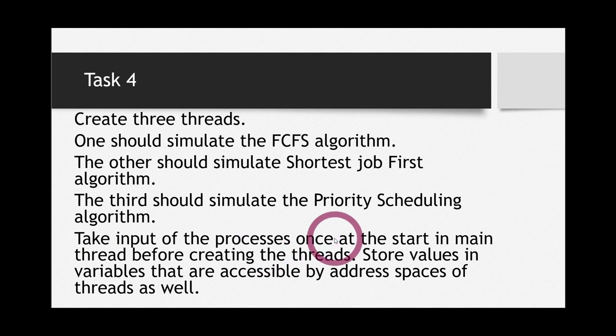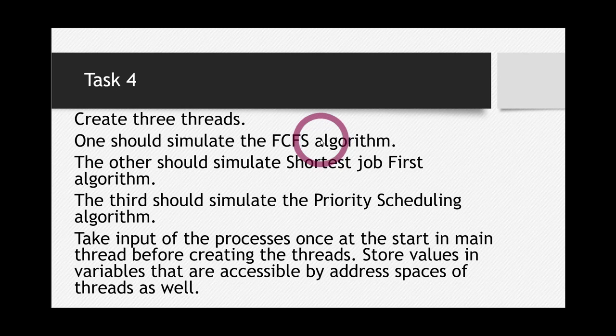What you have to do is take input of the processes once at the start in the main thread. That means you have to make a global structure, which you learned in the previous two lectures. So make a global variable of that structure before main, and then take input of the processes from the user once in the main program before creating the threads. So what was the input from the user? That was, I think, burst time and the IDs. And then whatever value you store in them will obviously be accessible by the address spaces of the threads as well, because it will be a global variable.